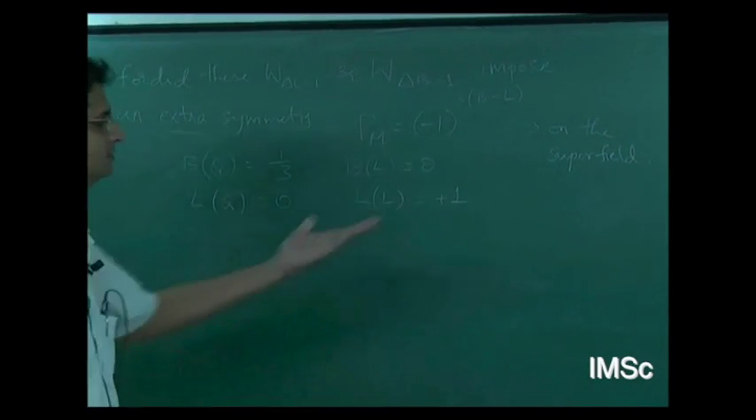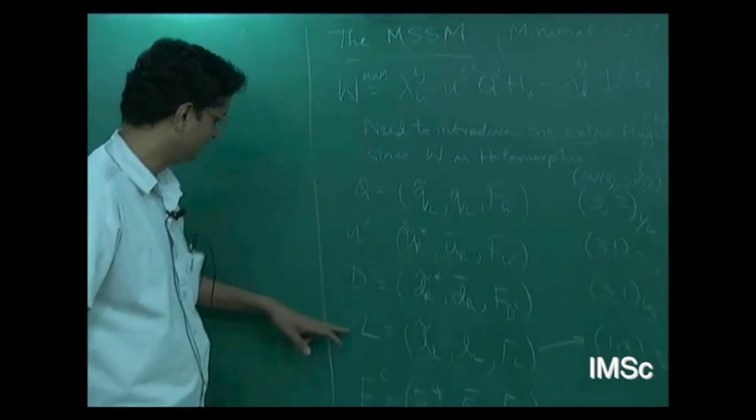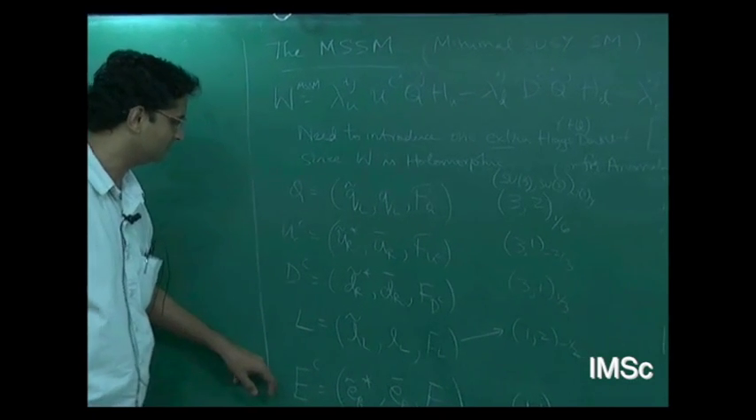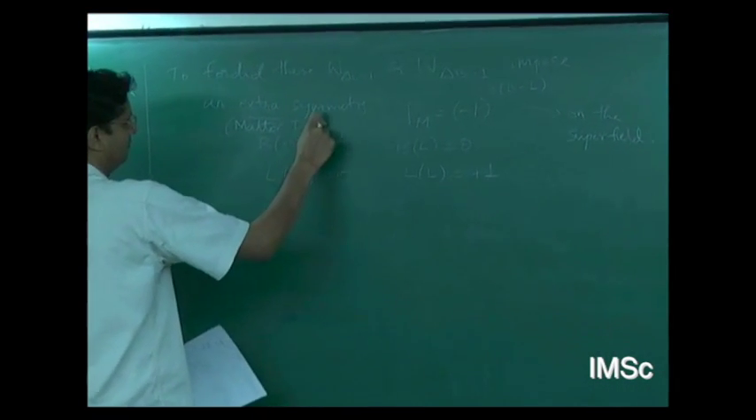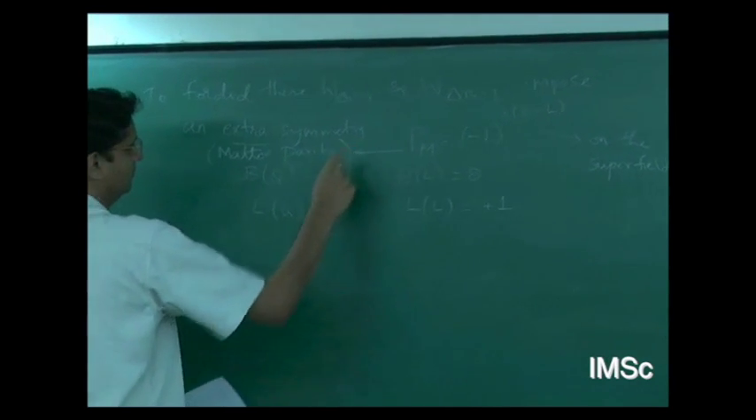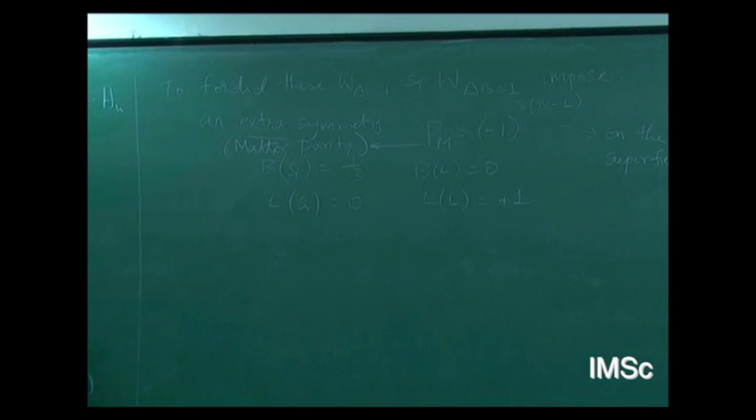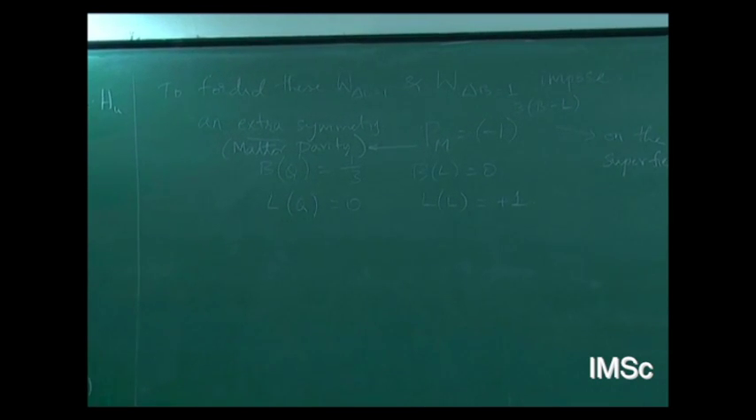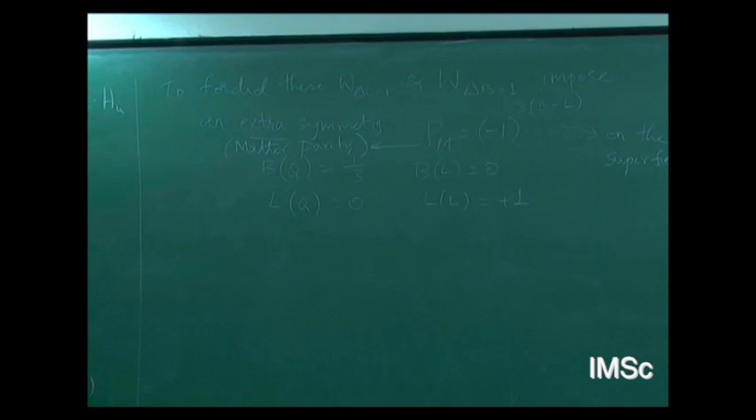So you can just work it out. All of these carry baryon number 1/3. This has baryon number minus 1/3. This has plus 1/3. And this carries lepton number. So this will tell you what the charge assignments are for PM, the so-called matter parity. And you can work out whether it is plus 1 or minus 1 for these fields, and you can convince yourself that this assignment will forbid all of these terms.